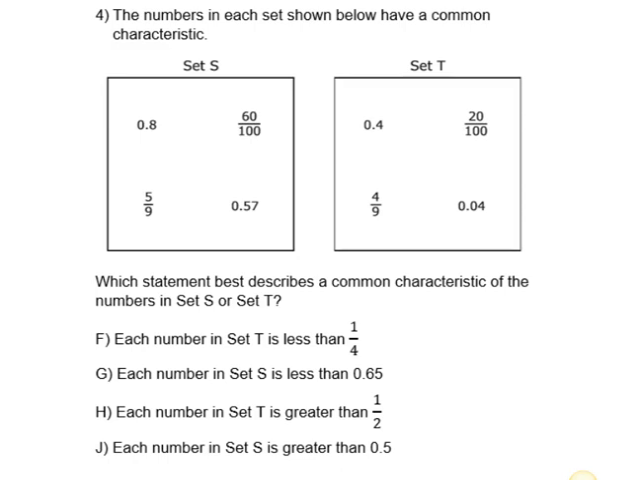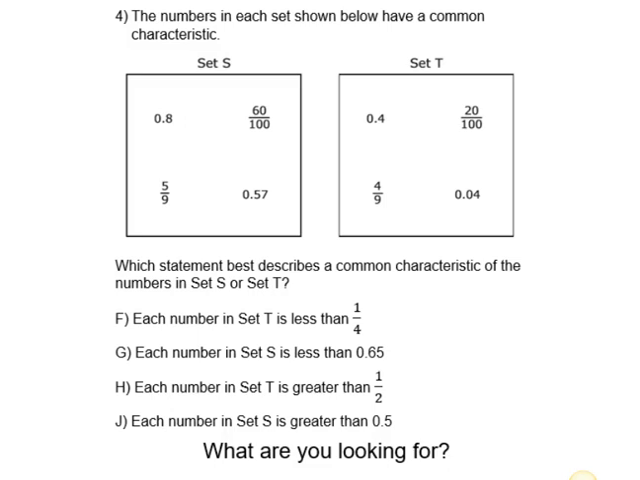Our answer choices are F. Each number in set S is less than 1/4. G. Each number in set S is less than 0.65. H. Each number in set T is greater than 1/2. And J. Each number in set S is greater than 0.5.